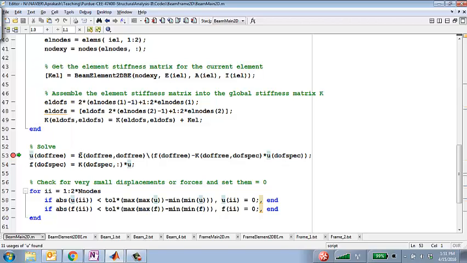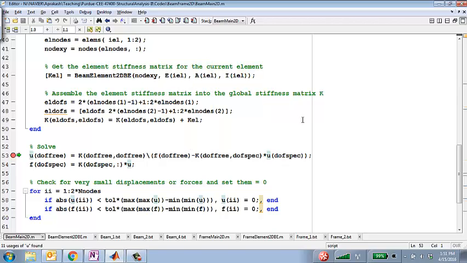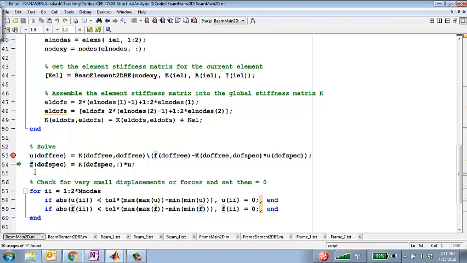And we have the global stiffness matrix. We have the force vector. You can see that that force vector already has read in the input file at the correct locations. And then we solve it. After we solve it, we have the correct displacements and rotations for one half of the problem.